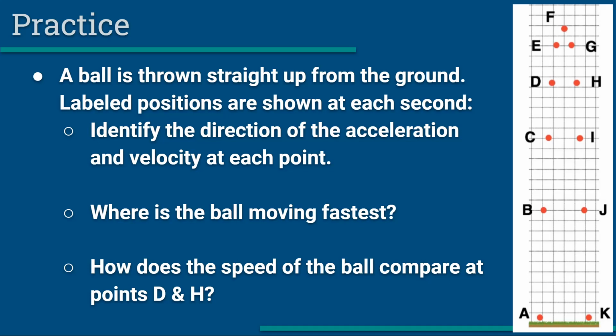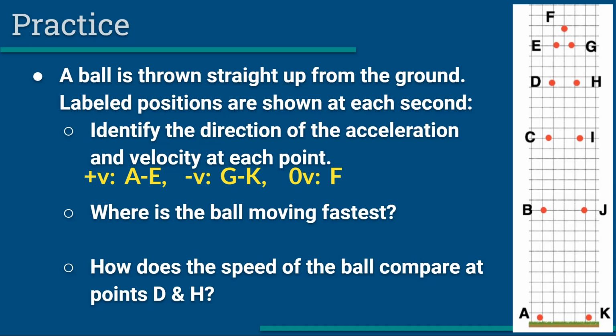So this one says a ball is thrown straight up from the ground. Labeled positions are shown at each second. Identify the direction of the acceleration and velocity at each point. I know that my velocities start out positive and end up negative. It starts out going up, slows down, stops, and then is going down after that. So I know that points A, B, C, D, and E are all positive velocity, points G, H, I, J, and K are all negative velocity, and at the very top at point F, my velocity is 0.